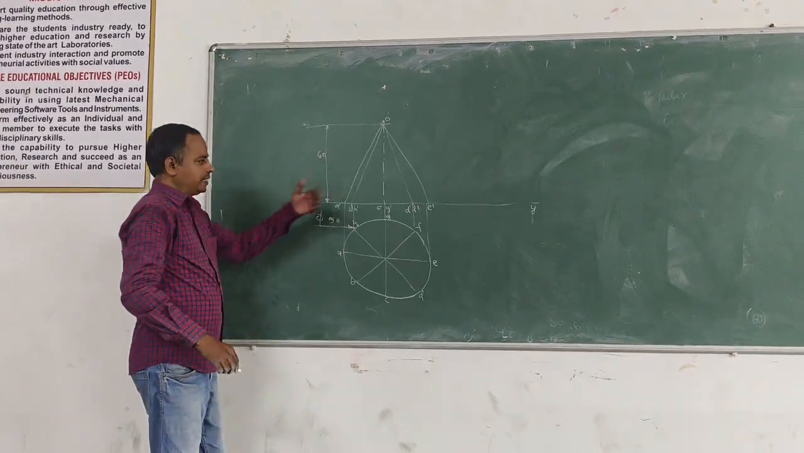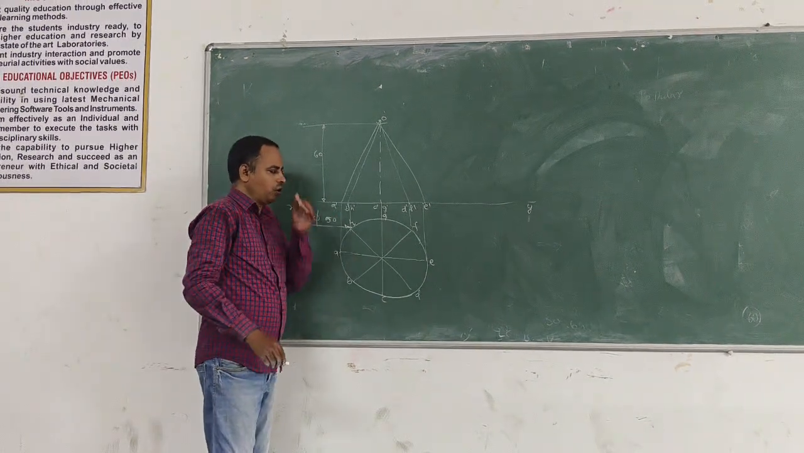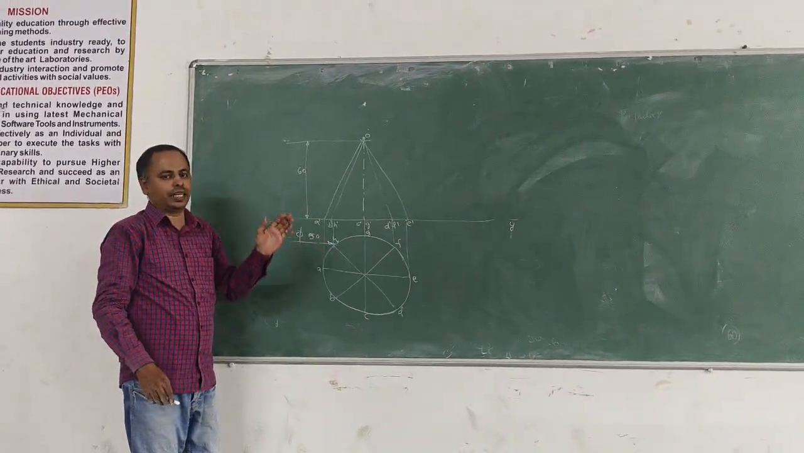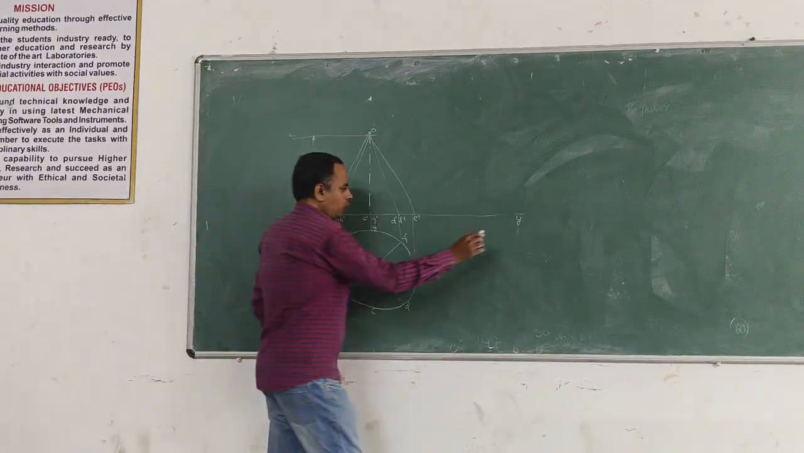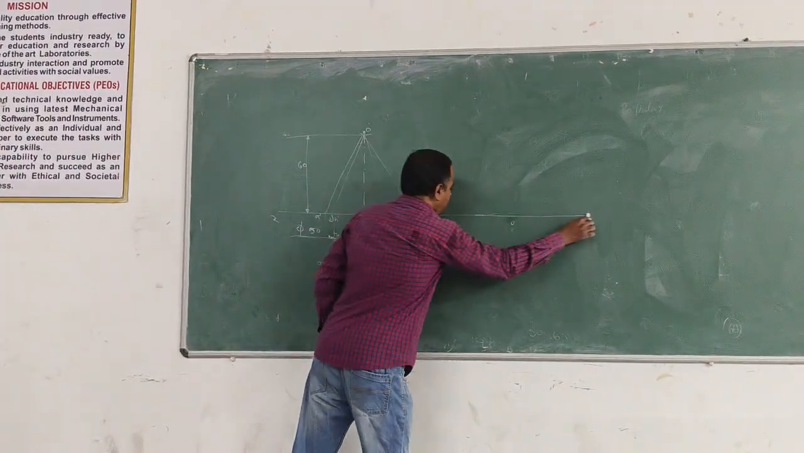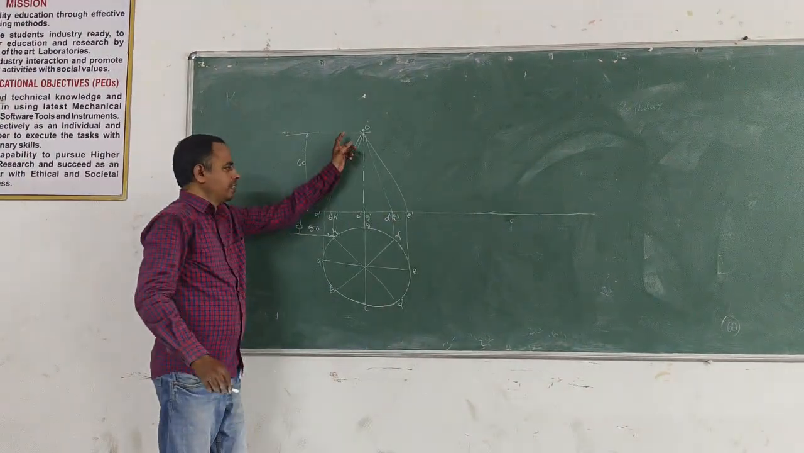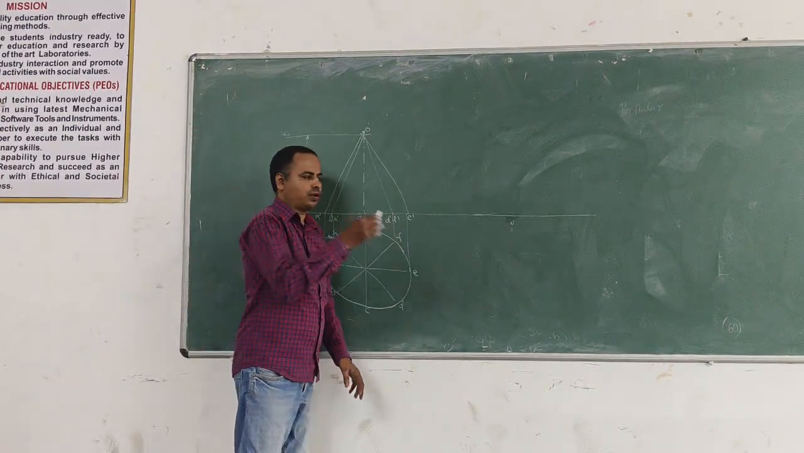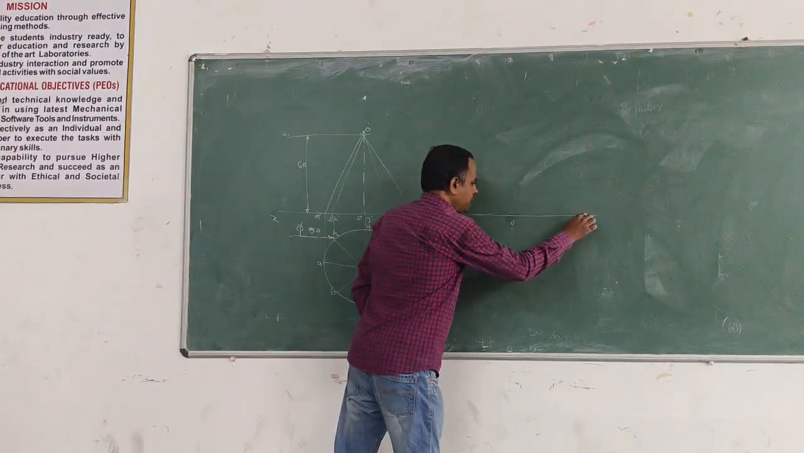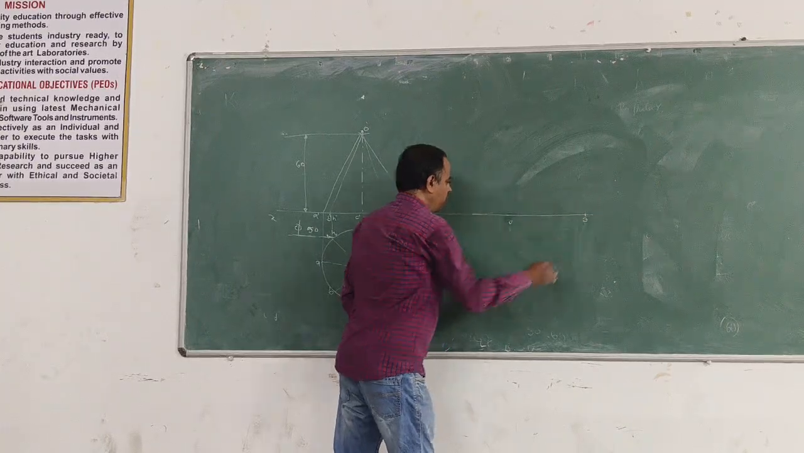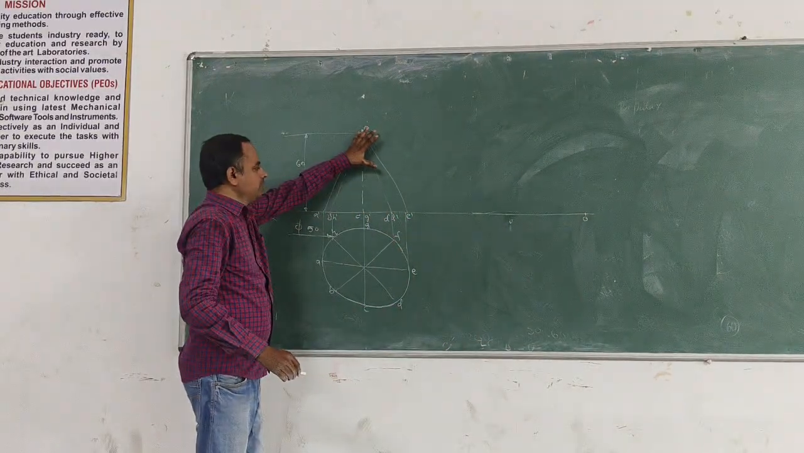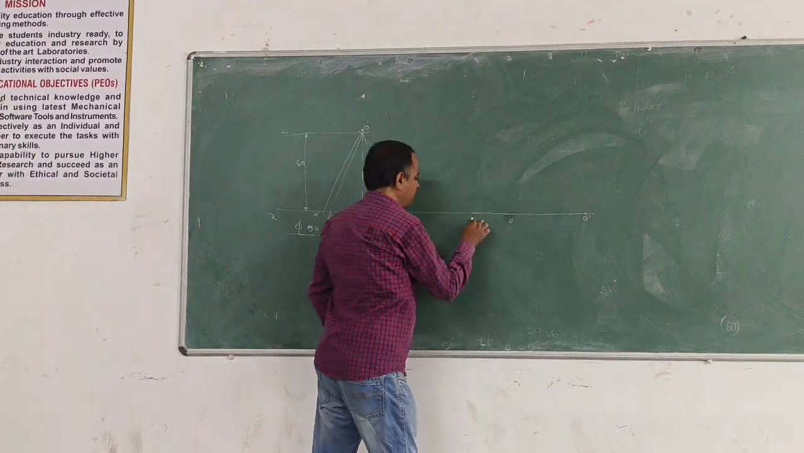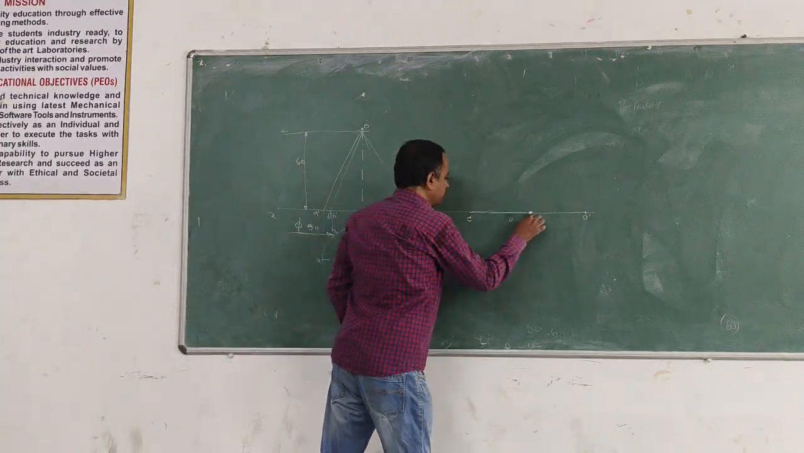Right. In the next step, we draw the cone projection when one of the generators is resting on the horizontal plane. Now I am extending the reference line. I am taking one of the extreme generators as O dash and E dash. Now it is resting on the horizontal plane, which means it is resting on the xy line. So you need to measure this distance O dash to E dash and keep it on the reference line with a compass.